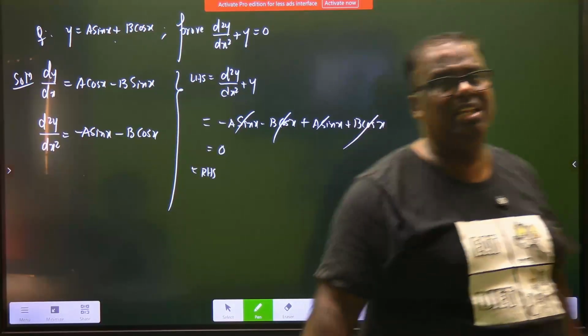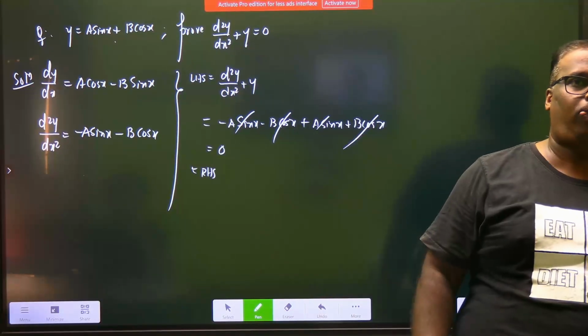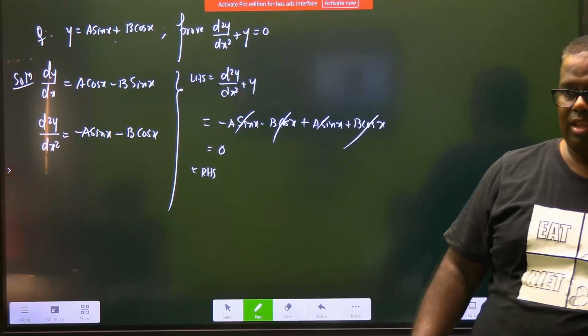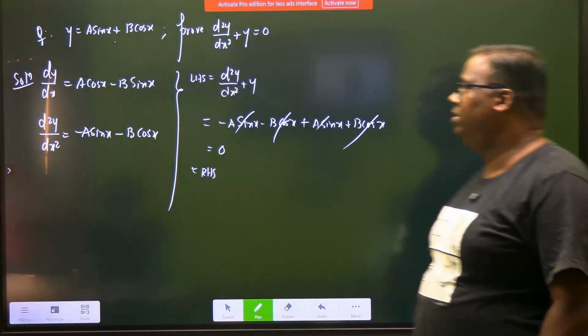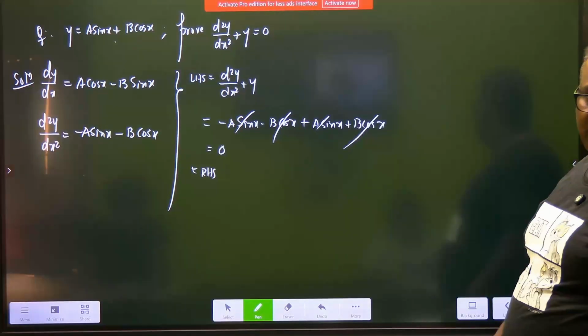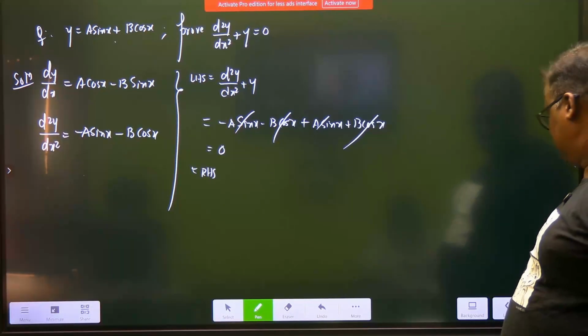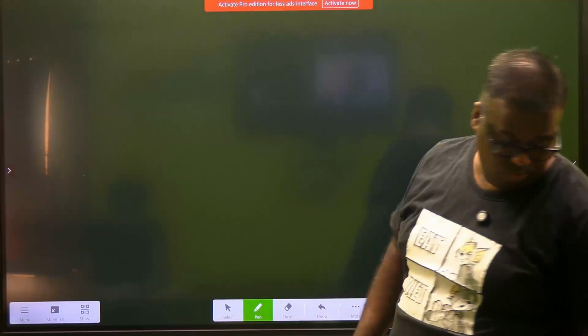Neha, this problem is there in the new book, which I did right now. Just check. Second order derivative. Can I change screen? Yes. Okay, let's do one more.